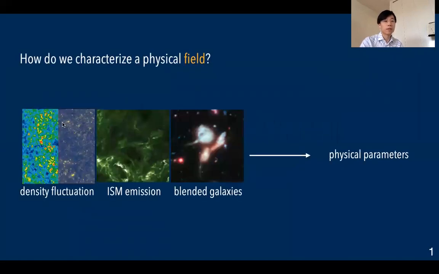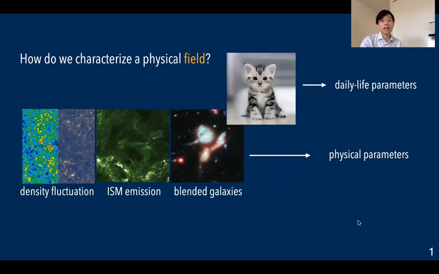So for example, in cosmology, we have the density fluctuation field, and in astrophysics in general, we have maps of ISM emission and galaxy images. From these images or fields, we oftentimes want to know the physical parameters behind them. And in our daily lives, we have similar tasks. For example, from this image, we wonder whether there's a cat or a dog in it.